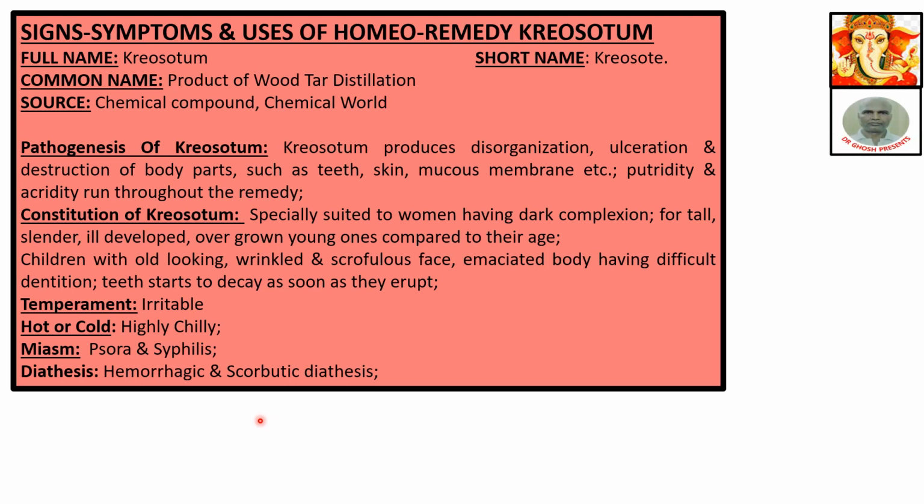Signs, symptoms and uses of Homeo-Remedy Kreosotum. Full name Kreosotum, short name Kreosote, common name product of wood tar distillation. Source, chemical compound, chemical world. Pathogenesis Kreosotum. Kreosotum produces disorganization, ulceration and destruction of body parts such as teeth, skin, mucous membrane, etc. Putridity and acridity run throughout the remedy.